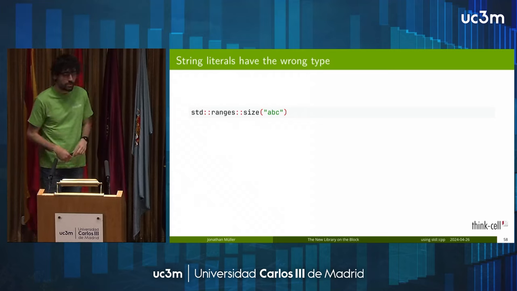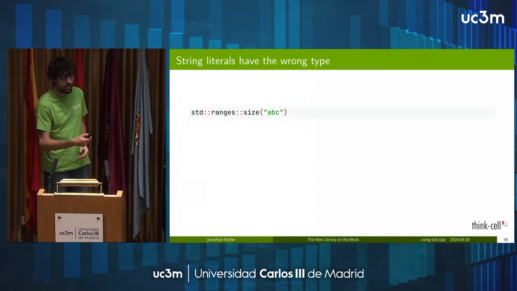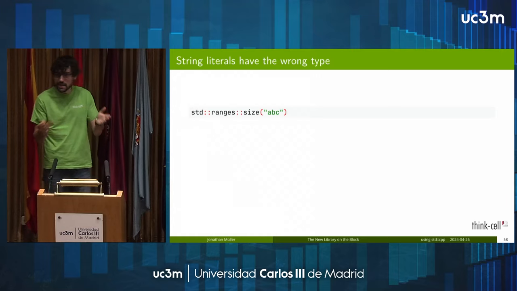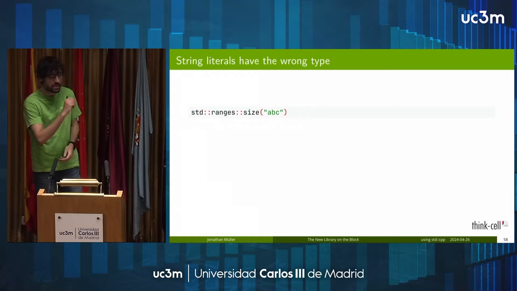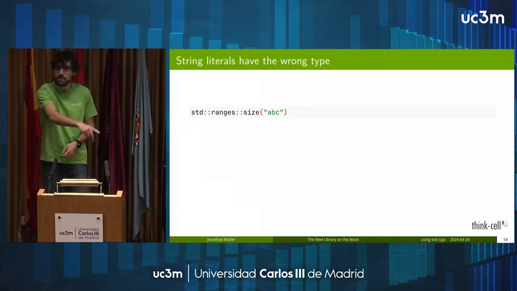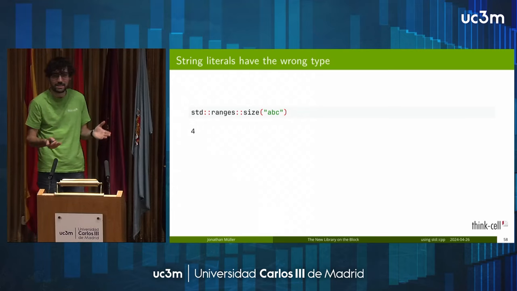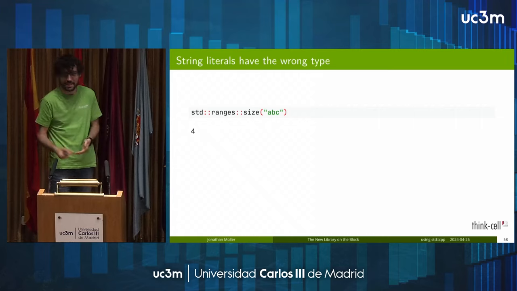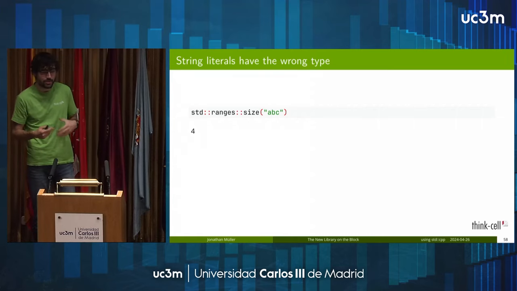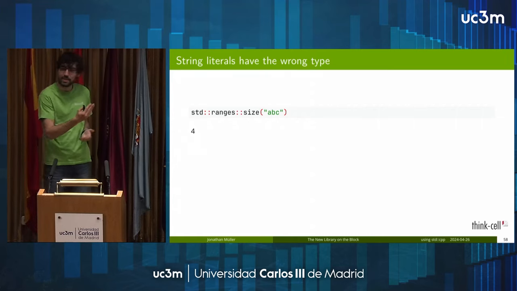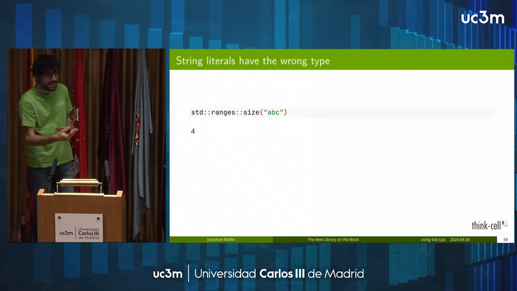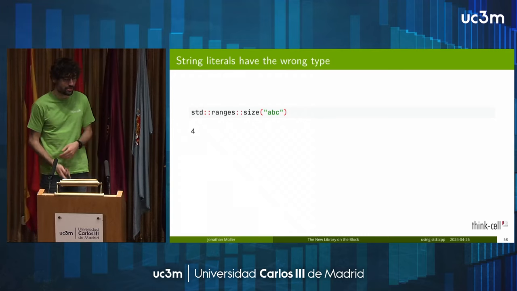So then we've got the problem with string literals. For starters, they don't use char_ascii, which is the character type we want, and then they have this problem. So ranges size of string literal "ABC", what's the result of that? Four. Four, right? Because "ABC" is an array of three characters and a null terminator. And because we use ranges for everything, this is really awkward, right? Because every string is like one too long.